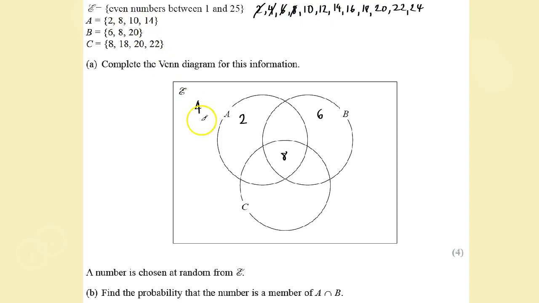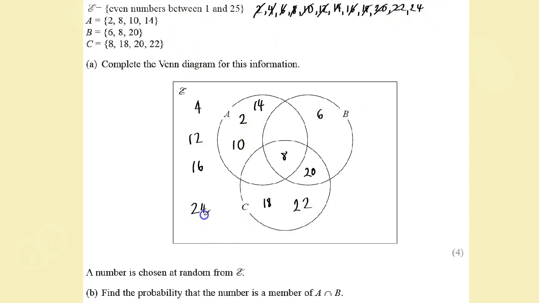Number 10 appears in A and none of the others, so it can go in there. 12 doesn't appear in any of the sets, so it goes out here. 14 appears just in set A. 16 doesn't appear, so it goes in the universal set. 18 just appears in set C, so it goes down here. 20 appears in B and C, so it goes in this intersect between B and C. 22 just appears in C, and 24 doesn't appear in any of the sets.